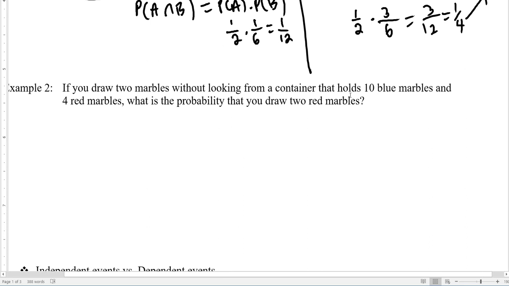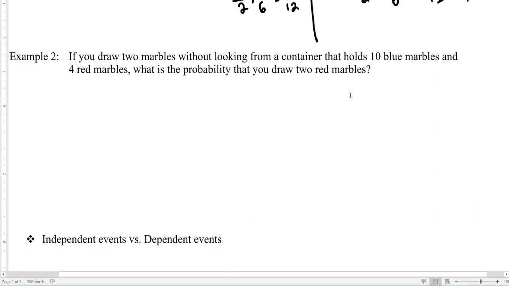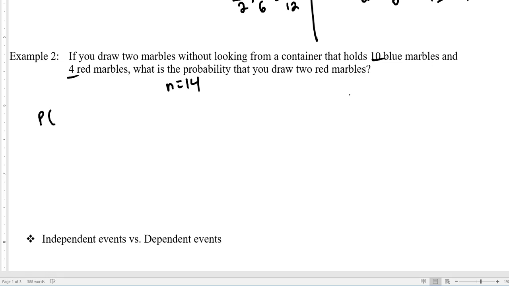What if we draw two marbles without looking from a container that holds 10 blue marbles and 4 red marbles? What's the probability you draw 2 red marbles? Well, first of all, we have 10 blue and 4 red, so n is 14 marbles, right? What's the probability of getting a red and a red?